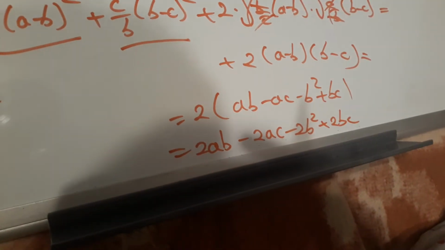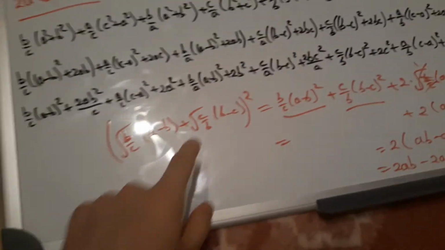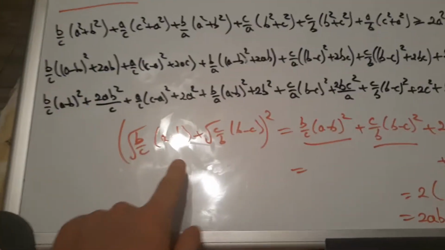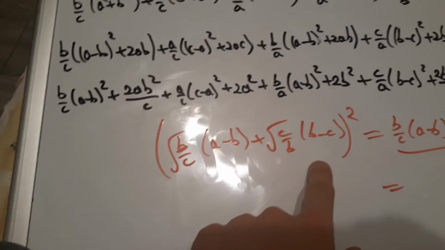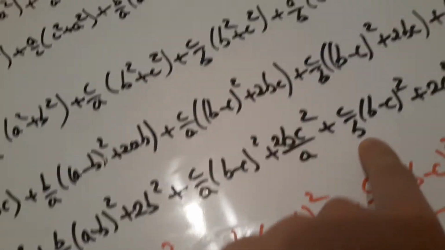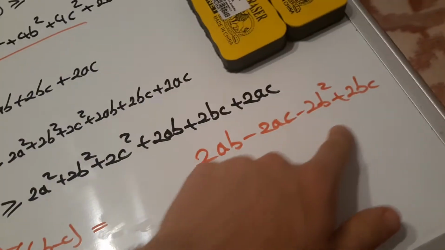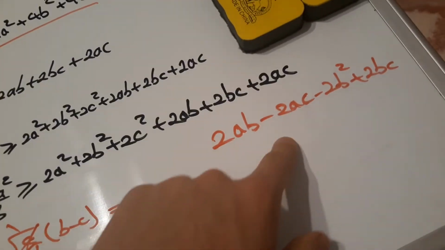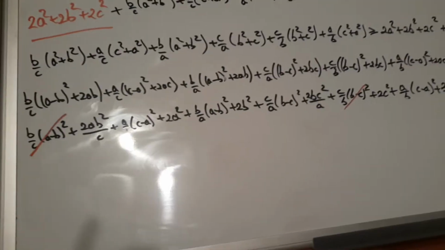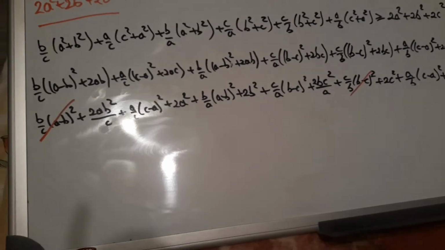And that's what we need to complete this binomial from all the terms from here. Because we have these two terms, b over c times (a minus b) squared and c over b times (b minus c) squared, we have to complete with this 2ab minus 2ac minus 2b squared plus 2bc. But here we will have another binomial, so I will cancel the terms that we used.